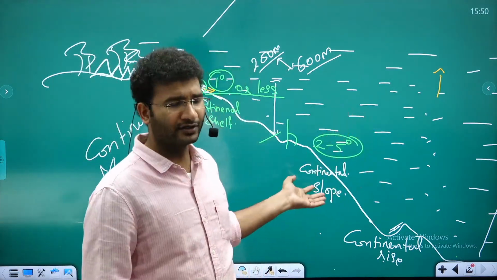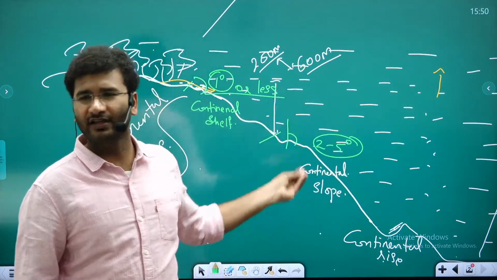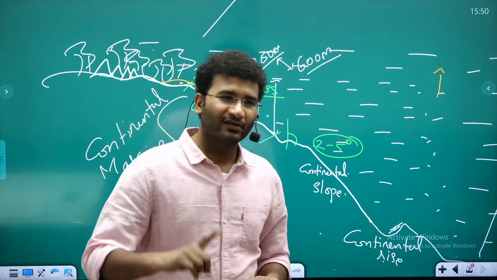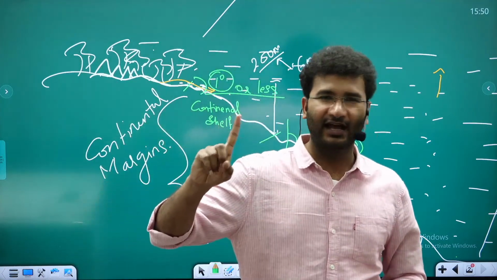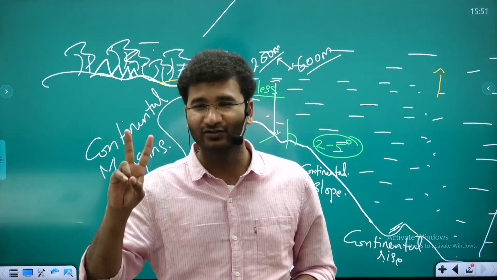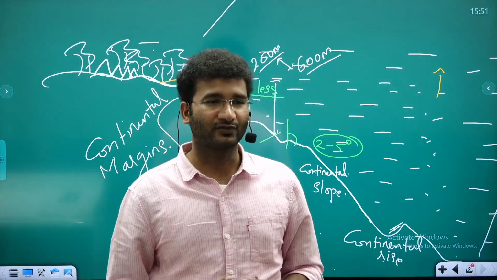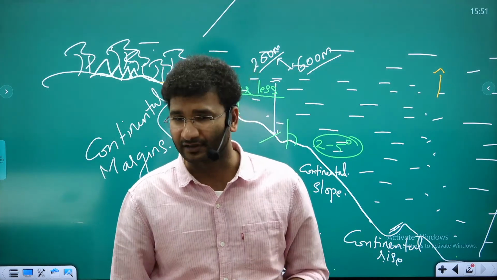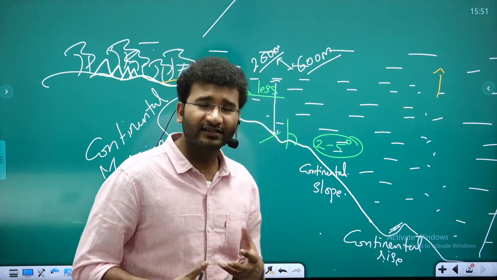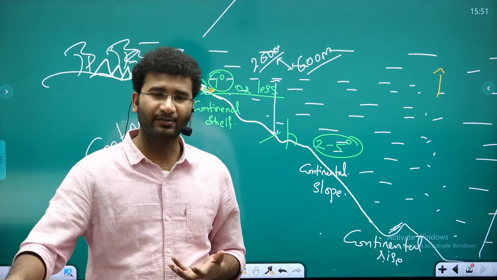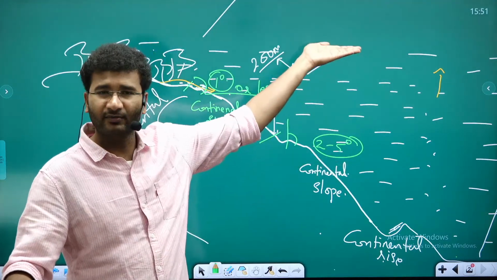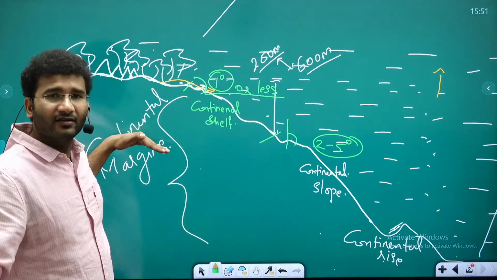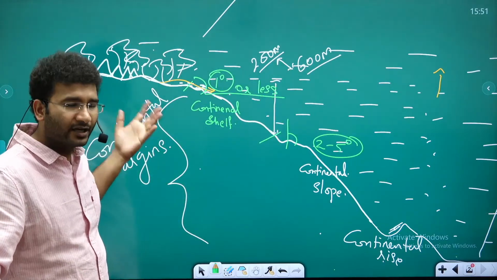Before we come to the continental slope, there are a few things you need to know about the continental shelf as well. I told you that the continental shelf is absent across the Chile coast, and it is also absent across the west coast of Sumatra. But I did not give you the reason why they are absent. See, why are these continental shelves present? They are present either because there is a rise in the sea level, or a drop in the continental level. It can be of any reason.